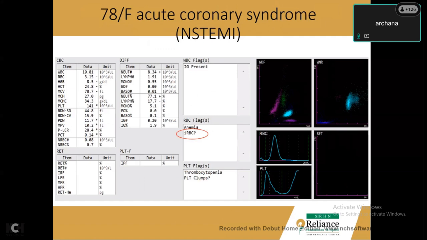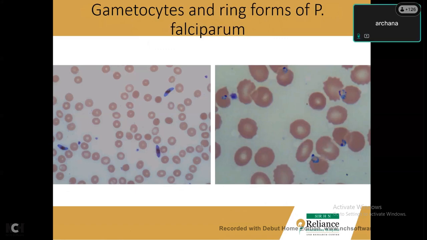The analyzer uses multiple combinations and, let's say, a programming which helps it identify parasites when it flags an IRBC. And when we saw the smear, we saw gametocytes and many ring forms of P. falciparum. Informed the clinician, who was aghast and said, the patient doesn't even have a fever.